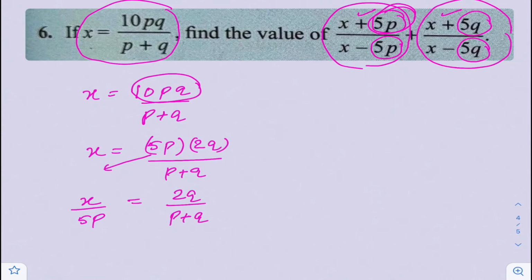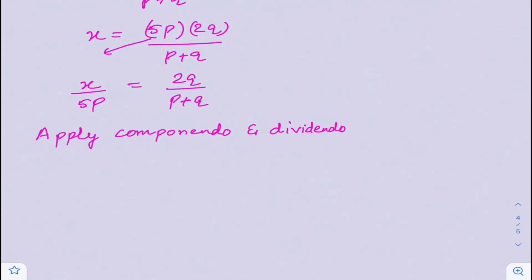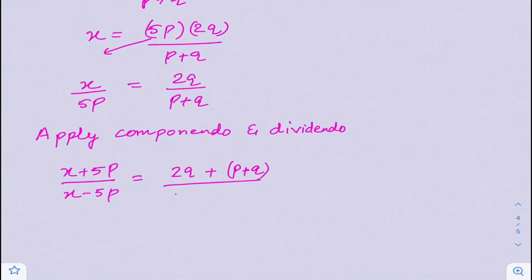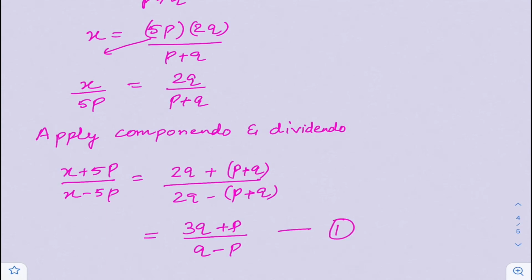Now you can easily make out that we have to apply componendo and dividendo here. x plus 5p upon x minus 5p equals 2q plus (p plus q) over 2q minus (p plus q). So it will be 3q plus p in the numerator, and in the denominator we are getting q minus p. Let it be the first equation.